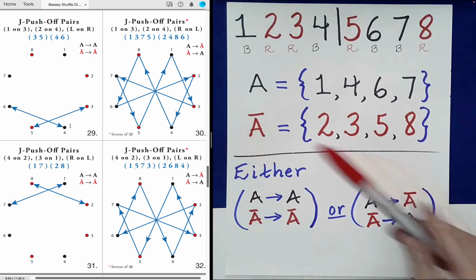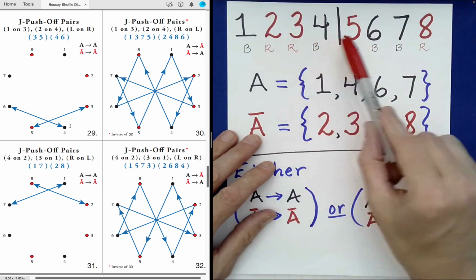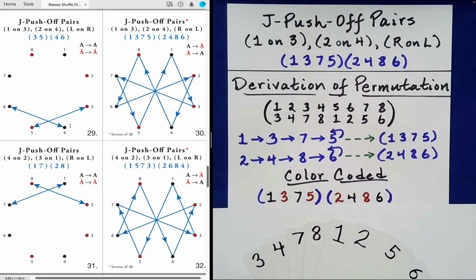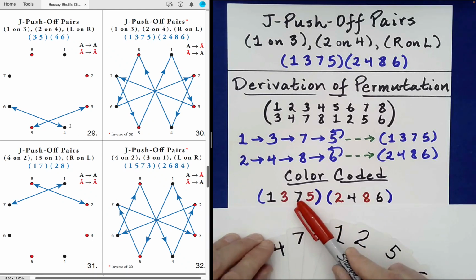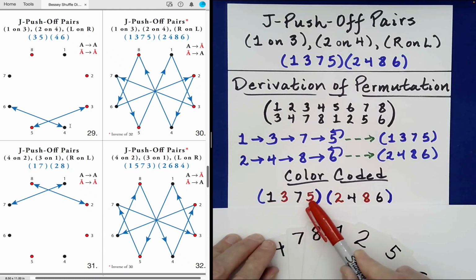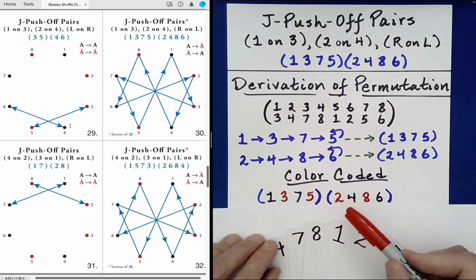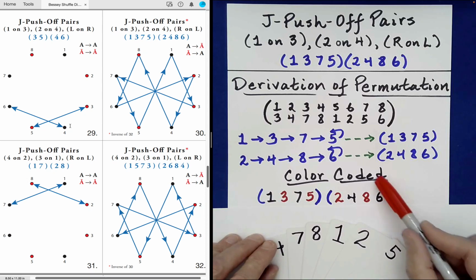Remember, position values 1, 4, 6, 7 are color-coded black, and position values 2, 3, 5, 8 are color-coded red. Using that convention, we get the following. Black 1 goes to red 3, which goes to black 7, which goes to red 5, which cycles around to black 1. In our second 4-cycle, we get red 2 goes to black 4, which goes to black 6, which cycles back to red.